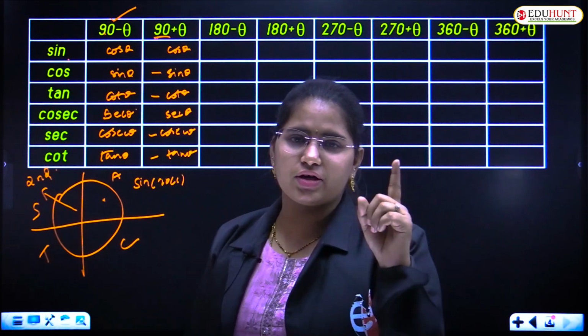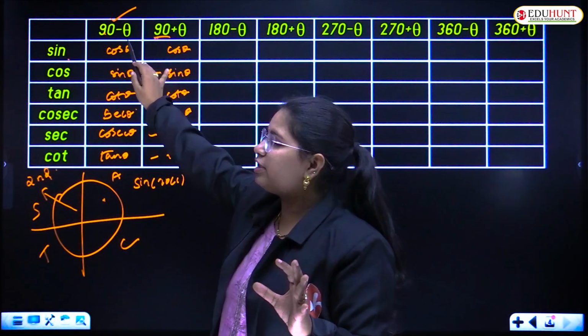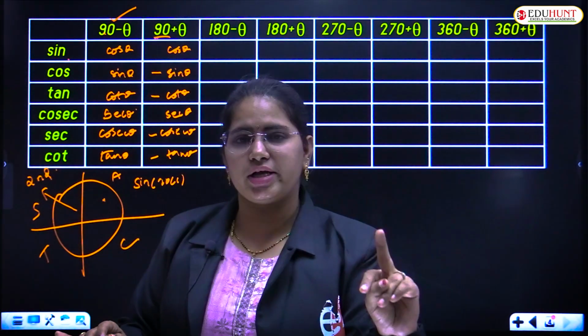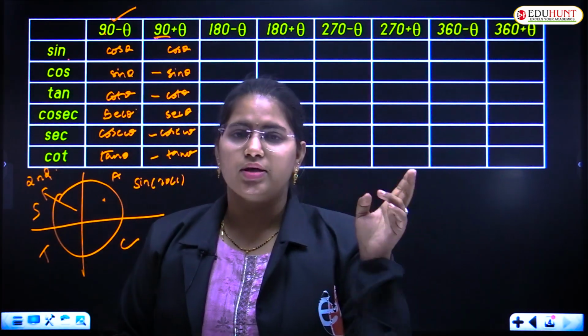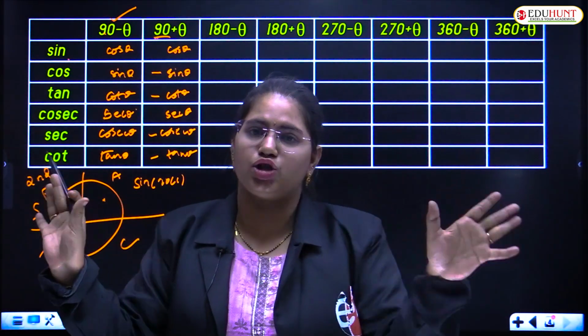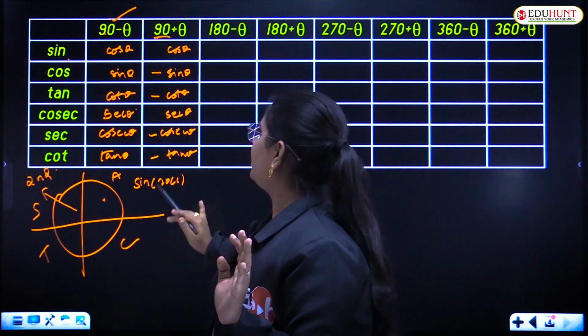First, I repeat again, you need to check whether it is an odd function or an even function. Odd function, the function will change. Even function, the function does not change. That is my first point. Second point, in which quadrant theta lies. Based on that you need to answer.